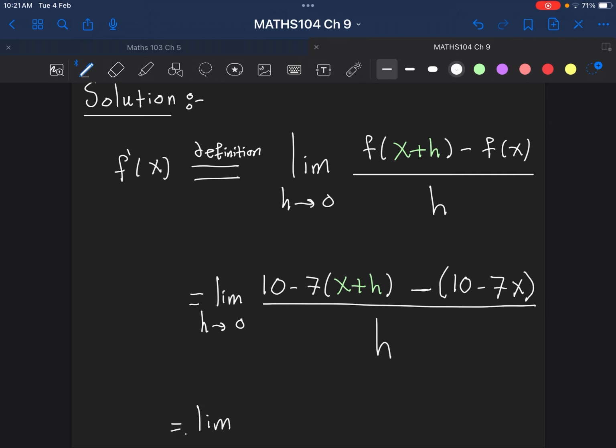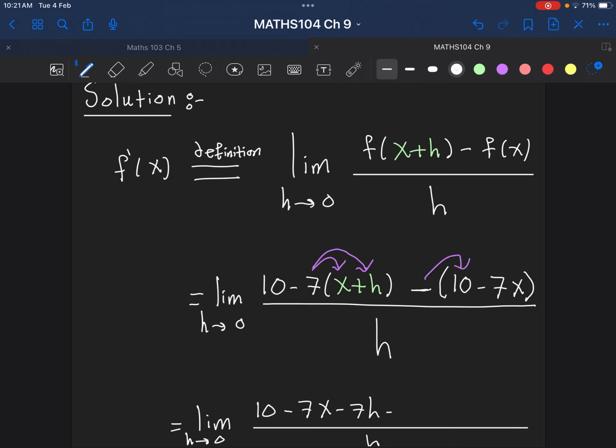So this would be equal to the limit as h goes to 0, and then we divide by h. 10 is 10 minus, remember, this 7, if it goes there, it will be 7x, and then negative 7 with h, it will be negative 7h. Next, negative with plus, it will be negative 10. And finally, we'll get negative with negative. This time, it will be plus 7x.